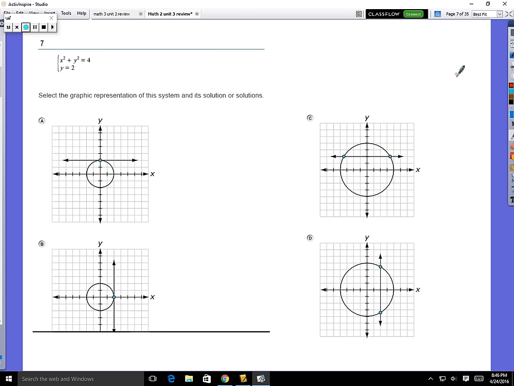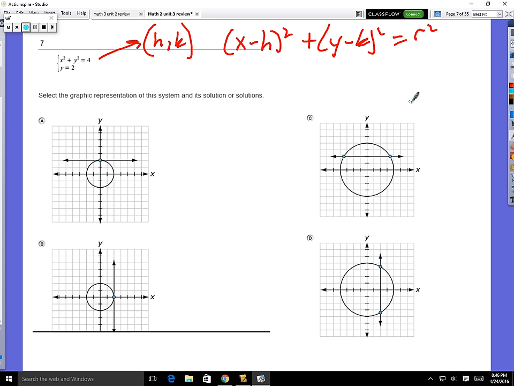Select the graph of this system. Okay, so a system is two equations, so you've got a circle. Your center is at h and k, and it is (x minus h) squared plus (y minus k) squared equals r squared. So there are a couple of circles to choose from.